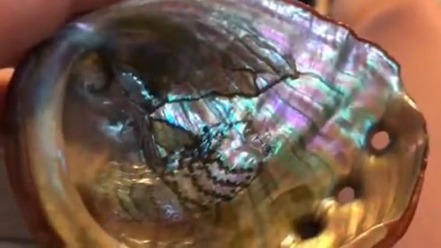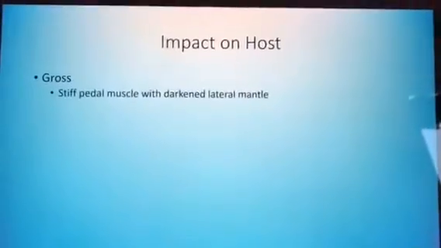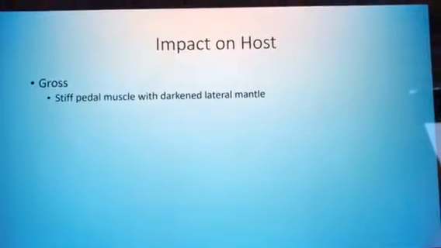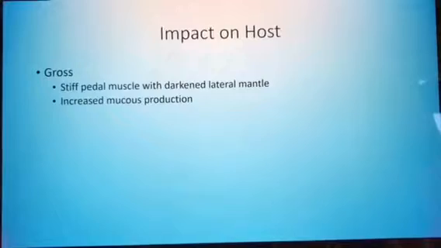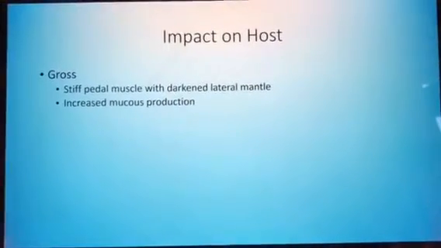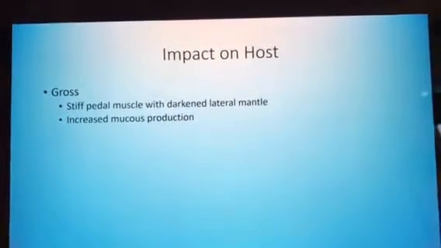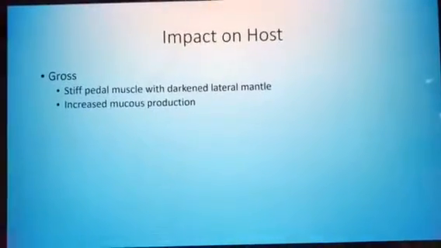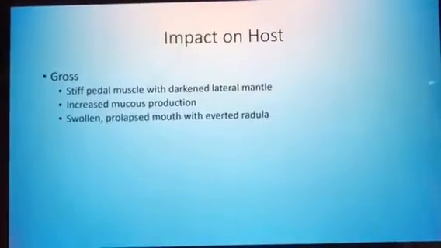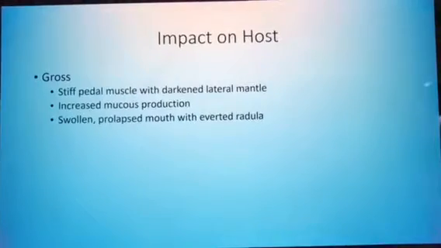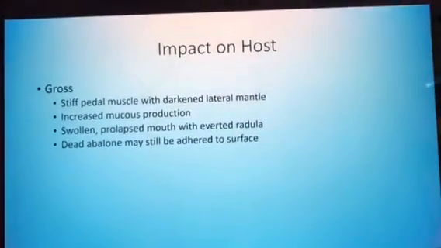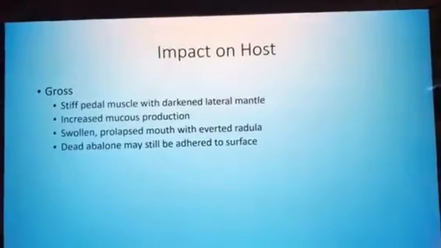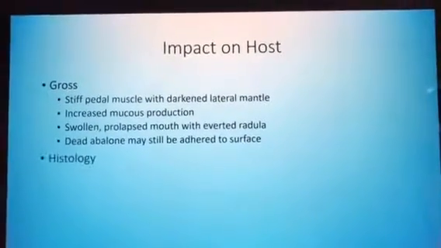Now, what exactly does the disease do to the host? Well, grossly, you can see the stiff pedal muscle and a darkened lateral mantle. There will also be increased mucus production. This can also be seen in the tanks, with more turbid water full of the mucus being secreted from the abalone. They will also have a swollen, prolapsed mouth and an averted radula, and dead abalone may still be adhered to the surface, which is pretty unusual.